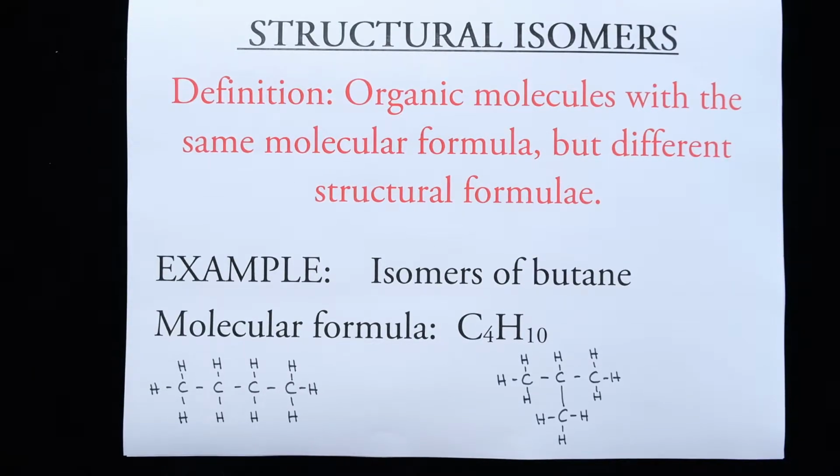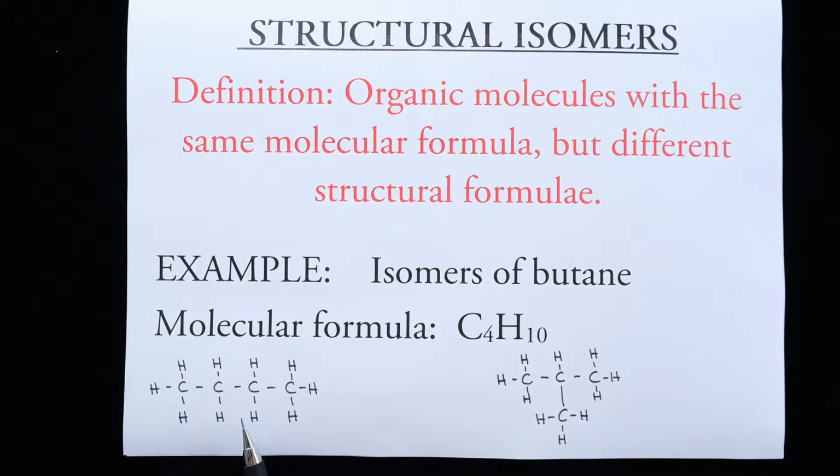I'm going to use the butane molecule to briefly explain what isomers are. The molecular formula for butane is C4H10. It is an alkane molecule with 4 carbon atoms and single bonds between the carbon atoms, therefore it's an alkane. It's called butane. The molecular formula of this molecule is C4H10.